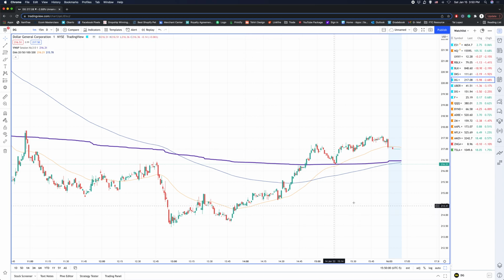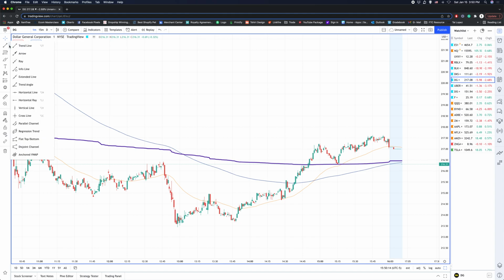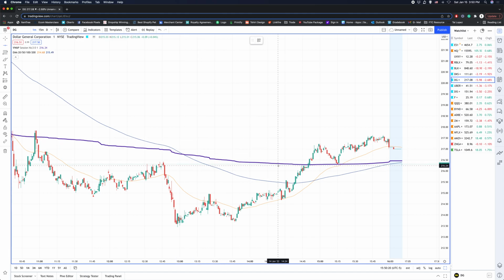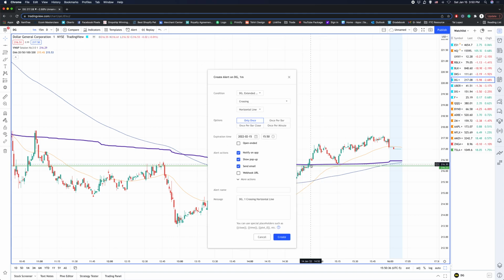I'll be looking at the stock market. I probably would have placed an alert right here near the VWAP to see if it's going to break. And the way you do that, if you guys remember, if you go to your left-hand toolbar and you find a horizontal line, you'll place it near the VWAP. Right-click that horizontal line. Add alert on horizontal line.